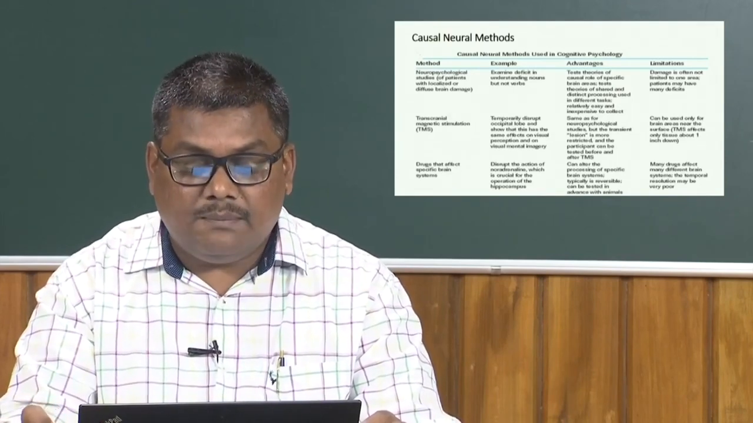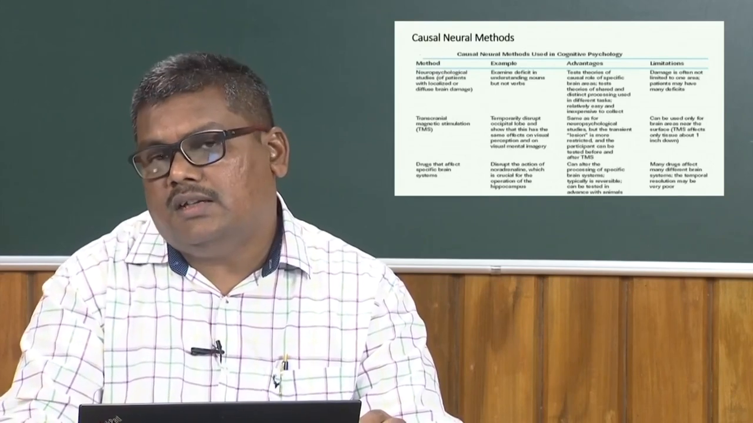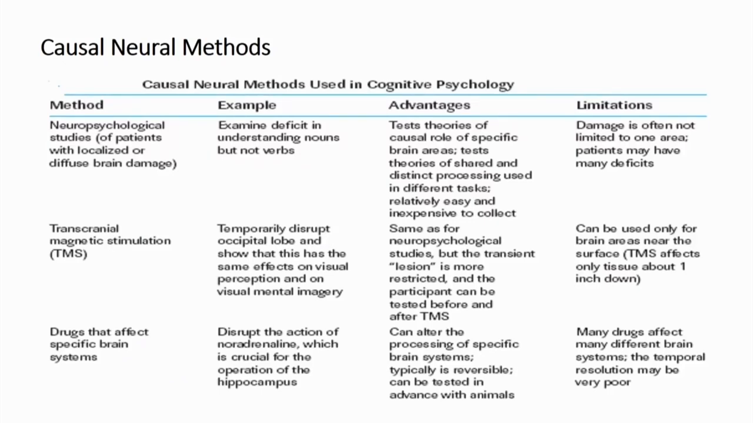An example was the disruptive action of noradrenaline, which is crucial for the operation of the hippocampus. So, noradrenaline injection is given to the hippocampus and the hippocampus actually becomes temporarily disturbed, and so when you give a memory task to this person, he will not be able to process this memory task and will not come up with a better retrieval paradigm in comparison to somebody who has no disruptions. And this will show to what extent which part of the hippocampus relates to a particular memory type. Drugs when used to inhibit a particular area affect not only the area of interest, but also other areas related to this area, and so this effect can be generalized to other areas.